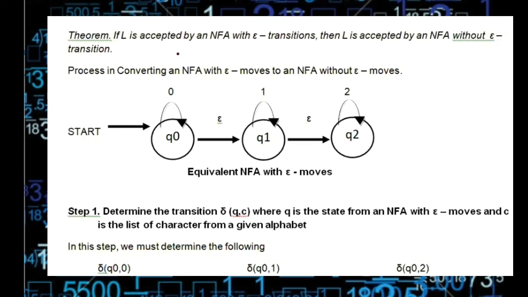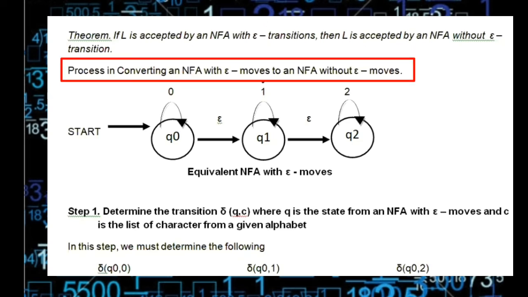How about equivalence of NFAs with and without E moves? Theorem: If a language is accepted by an NFA with E transitions, then that language is also accepted by an NFA without E transitions. Pag sinabing E transition, you also call that null transition. Process in converting an NFA with E moves to an NFA without E moves.